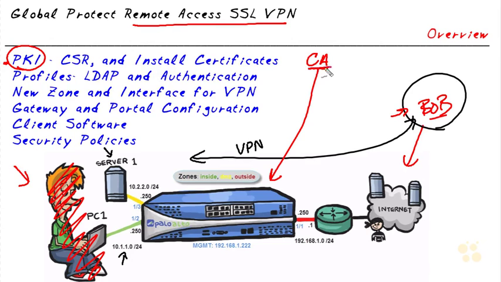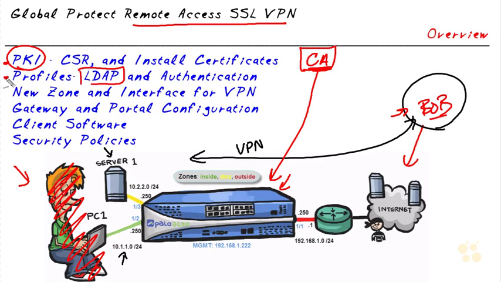So by using a certificate authority as part of the public key infrastructure and installing an identity certificate on the Palo Alto and also the CA's root certificate, that allows Bob, the client, to validate that he's talking to the actual correct device as he initiates and starts the process for his SSL VPN.